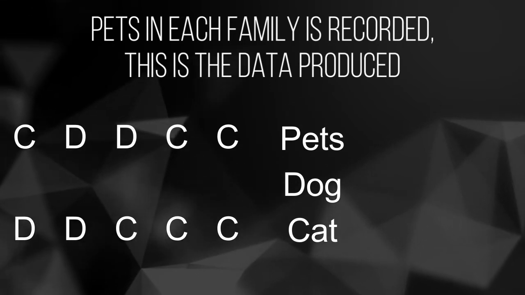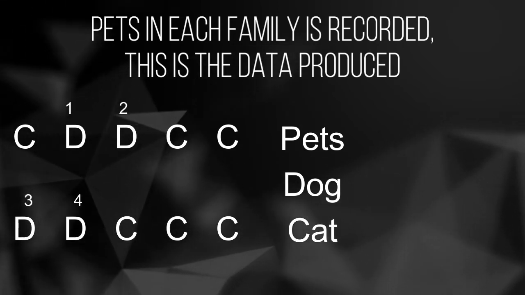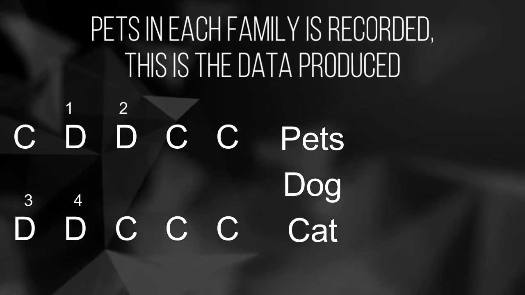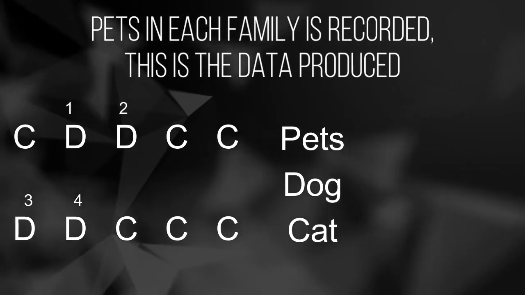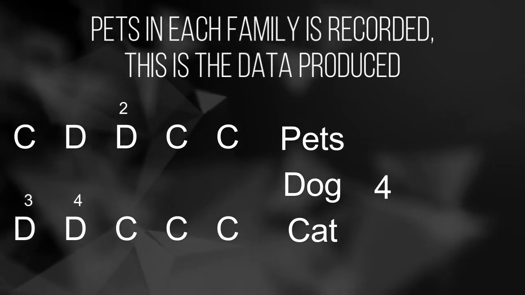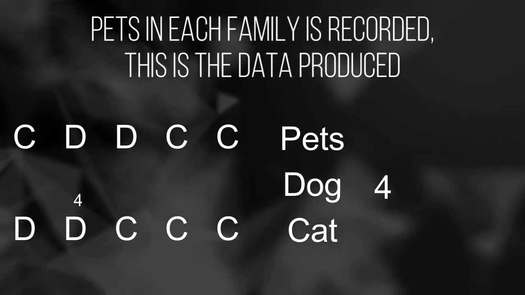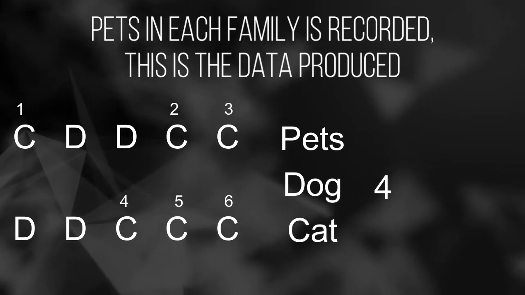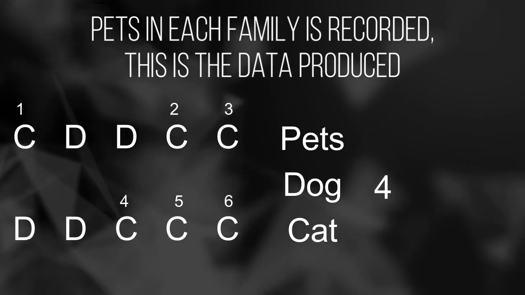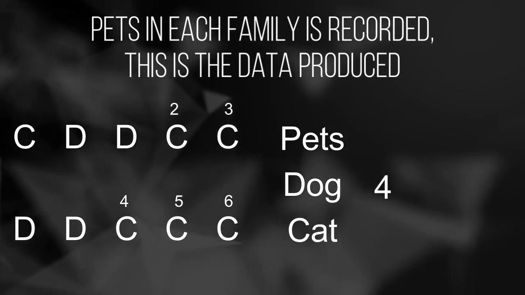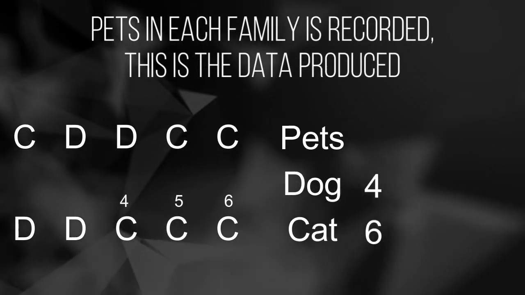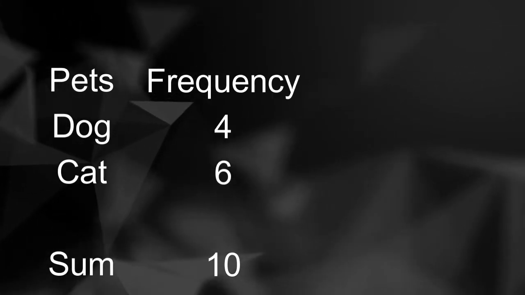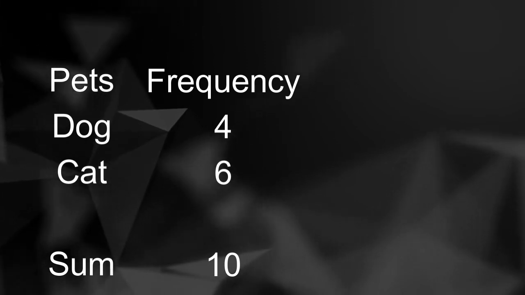First, we will count dog. For dog, there will be 1, 2, 3, and 4. So the frequency for dog is 4. Now to the cat. For cat, there will be 1, 2, 3, 4, 5, 6. The tally for cat is 6, meaning the frequency for cat is 6. The total sum of the frequency is the same as the number of the population.